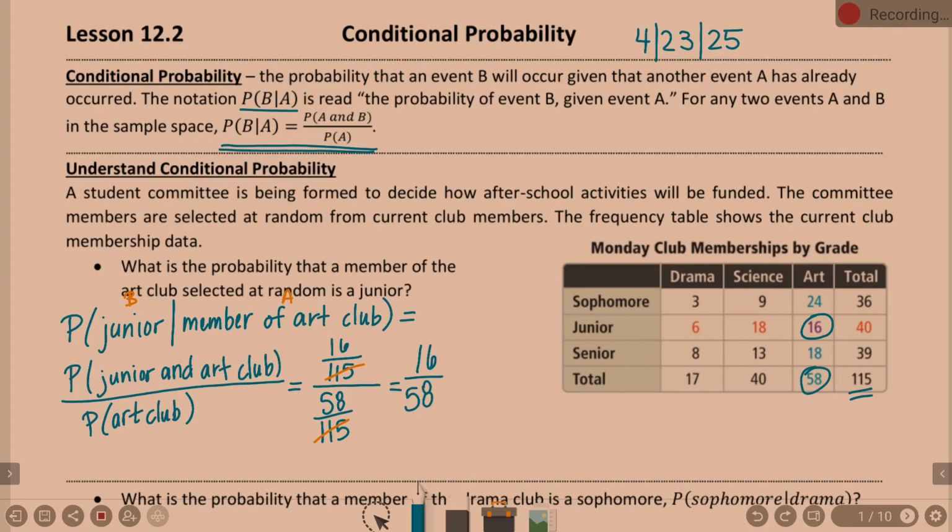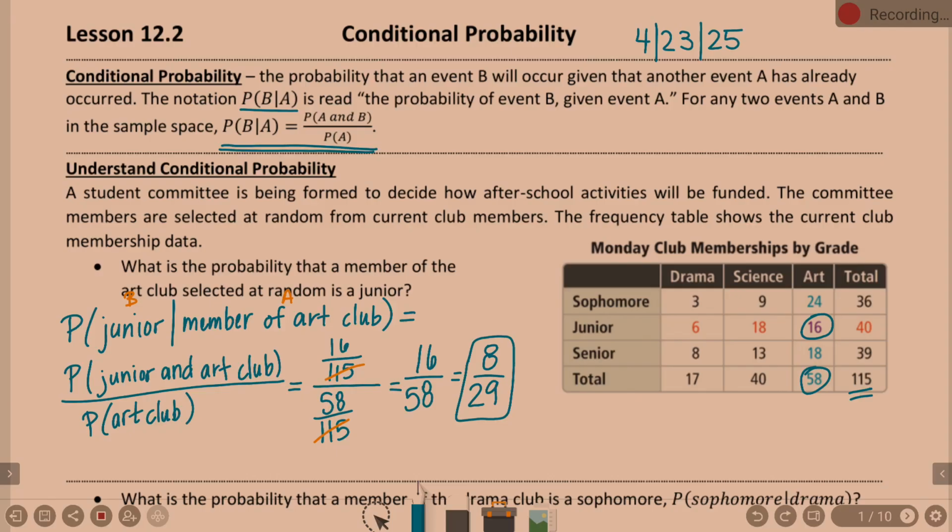Officially, though, I need to show it. Got to do my job here. Okay? What about 16 over 58? You guys are all going to get it wrong and leave it as 16 over 58? Reduce it. 2. Uh-huh. 8 over 29. So you have a final answer there of 8 over 29.